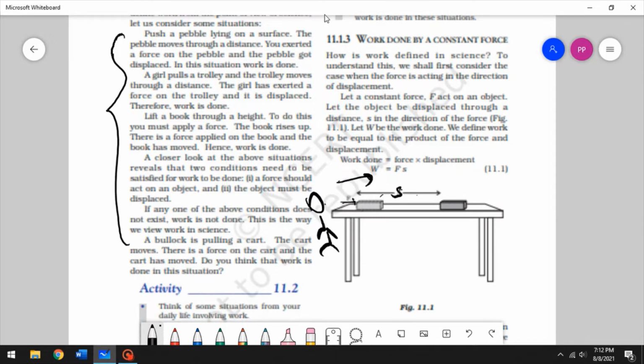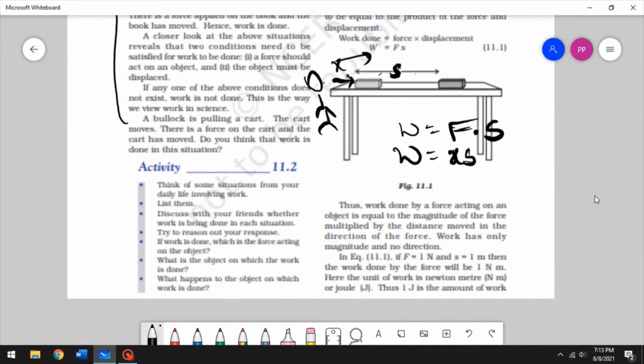So we define work to be equal to the product of the force and displacement. When you push the brick here, you exerted x force, let's say, and that brick moved by s distance. So work done would essentially be xs, because work is force times displacement, and force is x, displacement is s, so work done is xs. So x amount of force multiplied by s length of displacement would give you the work done.